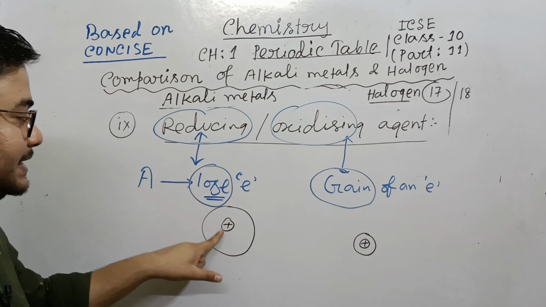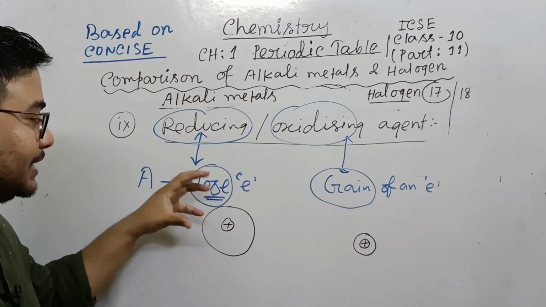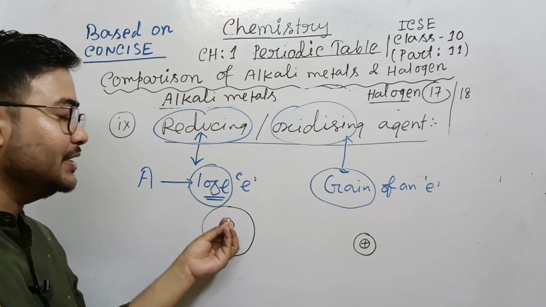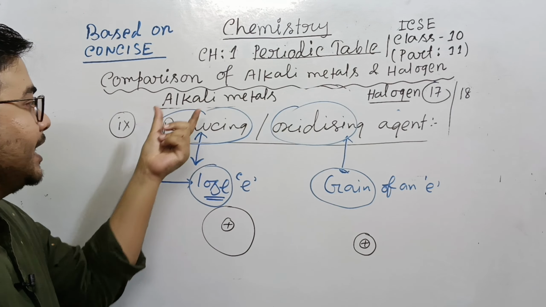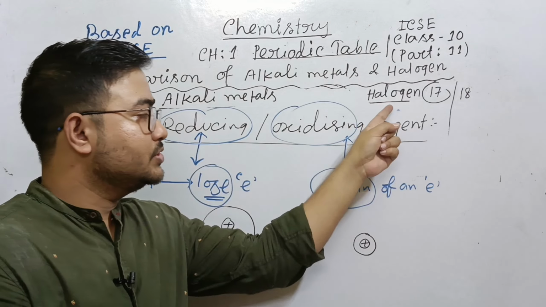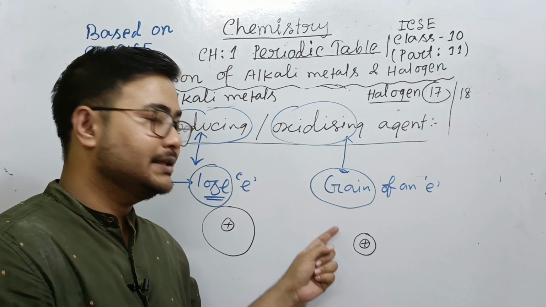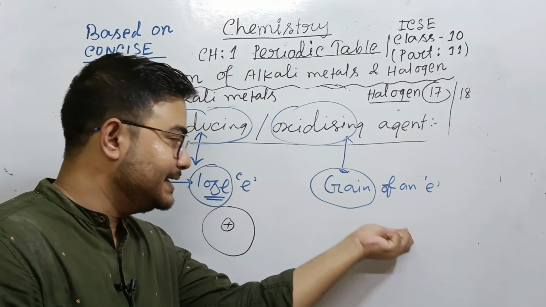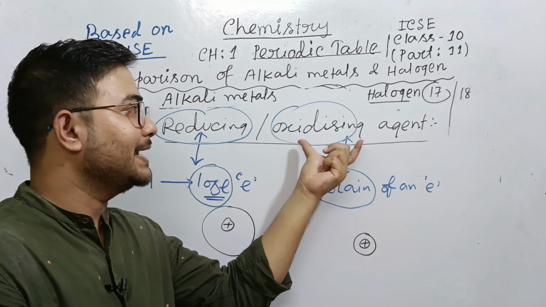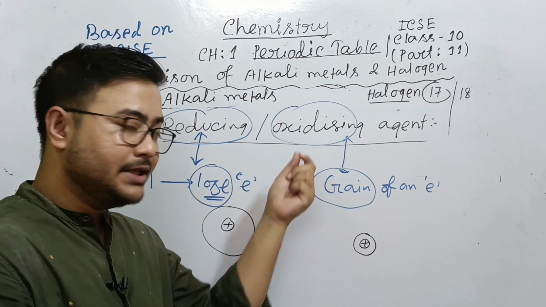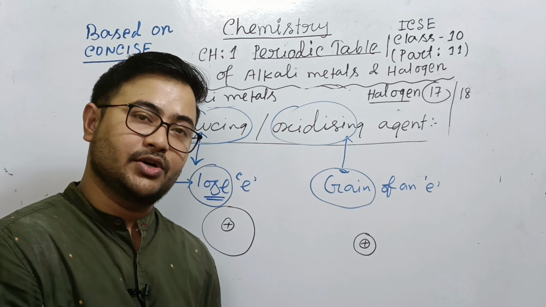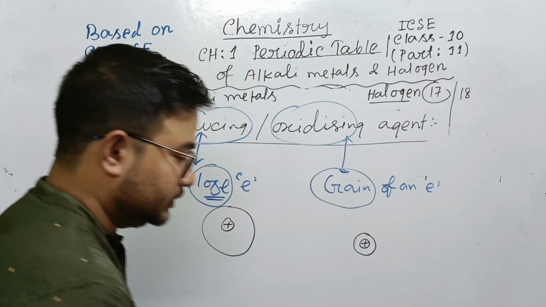Alkali metal, since it has comparatively large radius, can easily lose an electron and behaves as a good reducing agent. Halogens have comparatively lesser radius, so they can easily accept an electron. Acceptance means oxidizing agent. That is why all the halogens behave as good oxidizing agents.